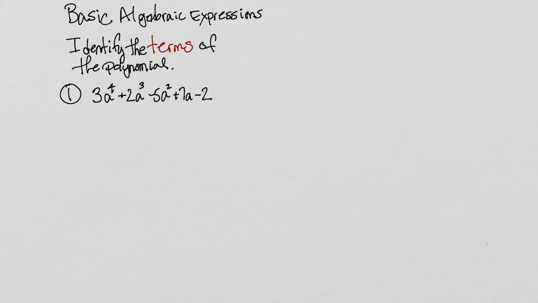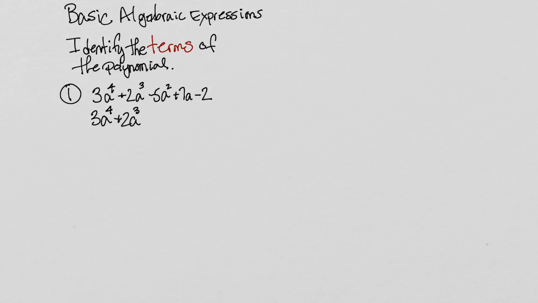We're going to identify the terms in this polynomial. Now, terms are quantities that are separated by plus signs. Maybe we remember from signed numbers that subtraction is really addition of the opposite. So if I wrote this one out without the subtraction signs, it would look like this: 3a to the fourth plus 2a cubed.